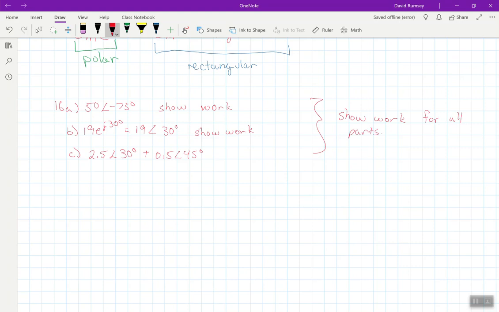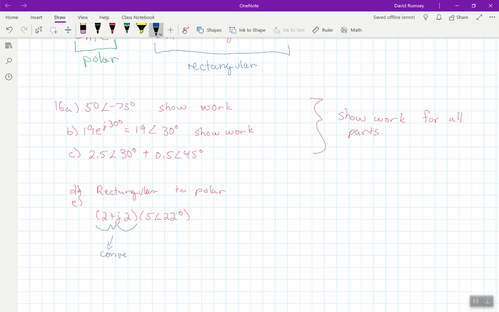And then parts D and E are rectangular to polar. And actually, it's kind of using the FOIL method there. And for part E, I'll give you a hint here. 2 plus j2 times 5 at an angle of 22 degrees. You're supposed to multiply these numbers together and write the answer in polar format.